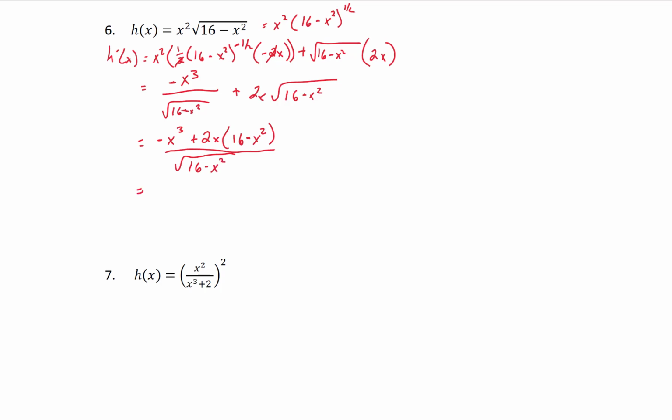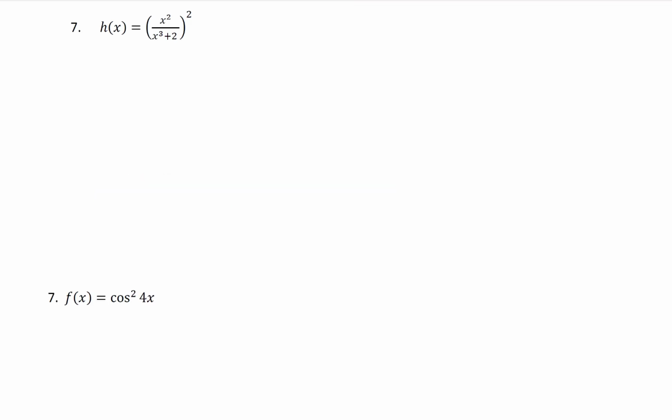And cleaning it up, the 2x times 16 gives us 32x minus 2x cubed. So negative x cubed minus 2x cubed gives us negative 3x cubed. So we're left with 32x minus 3x cubed over the square root of 16 minus x squared. And there's not really anything else you can do to simplify this anymore. And so you're finished. Okay, so let's look at the next example.